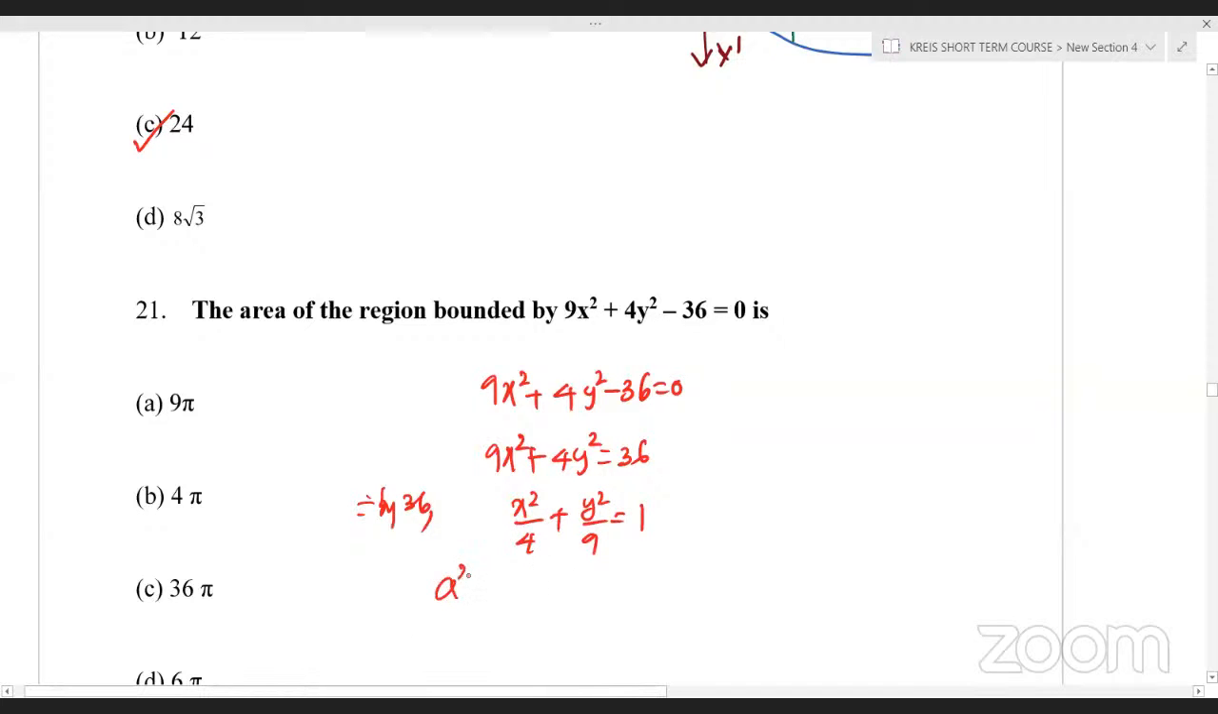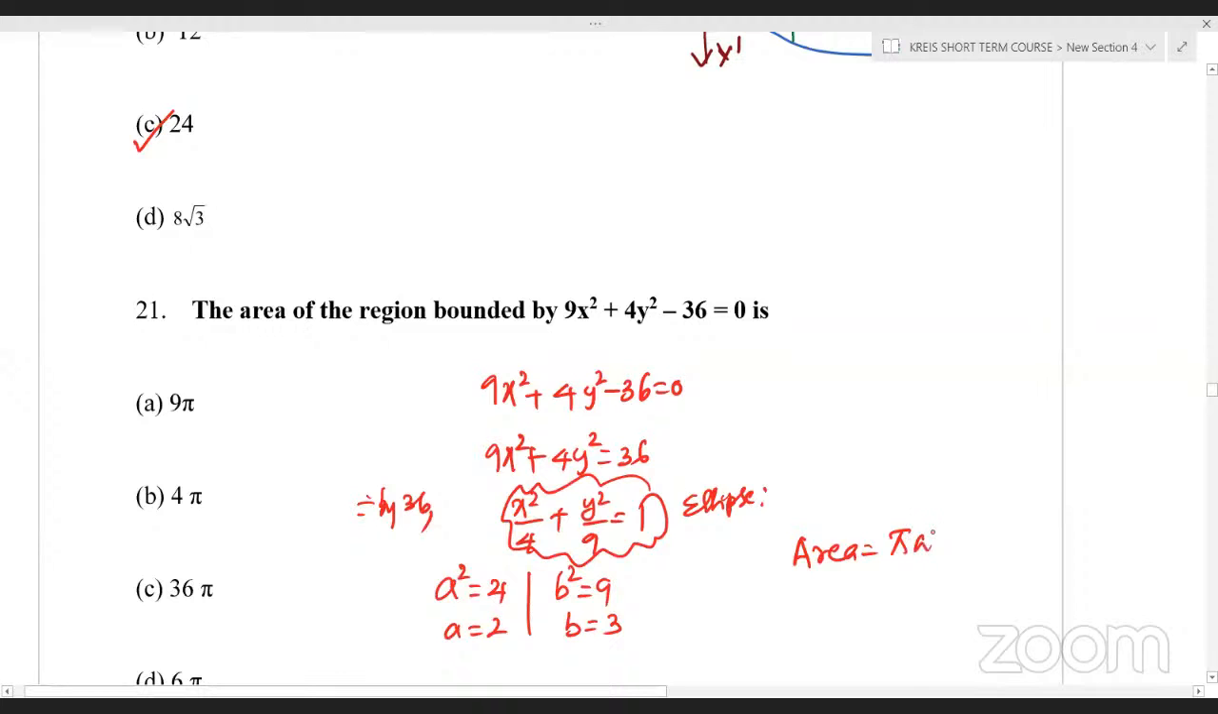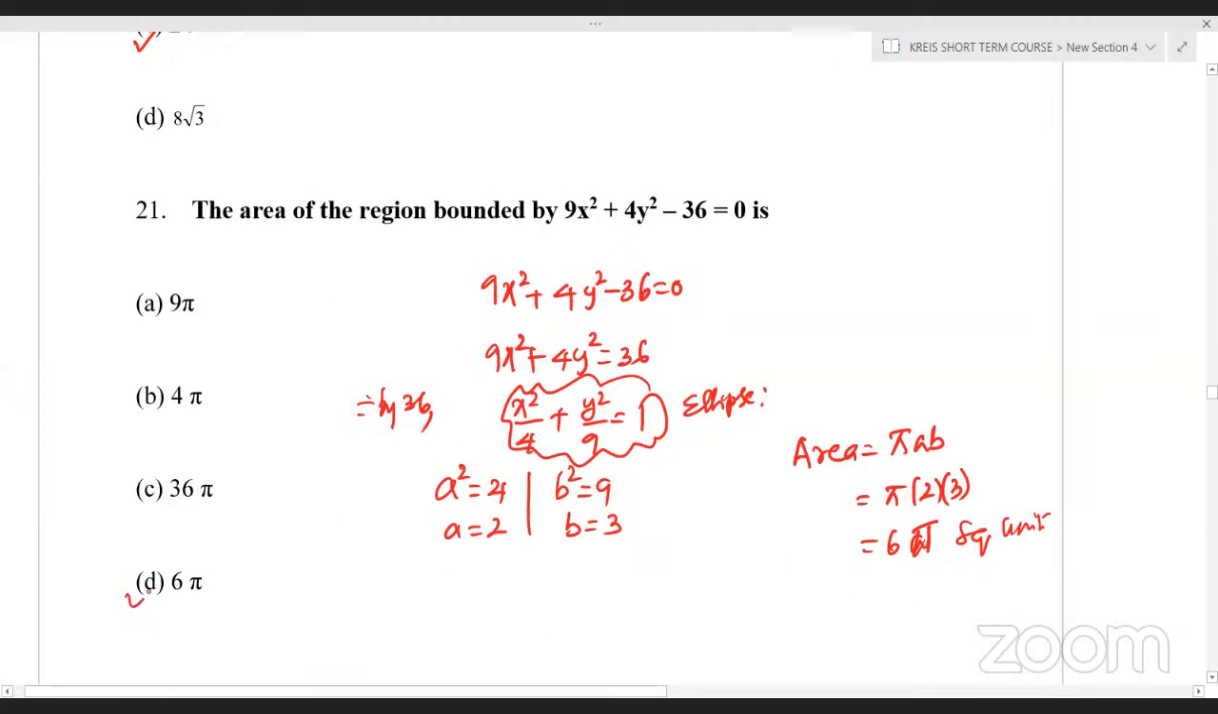So in this case, a squared is 4, a is going to be 2. B squared is 9, b is equal to 3. This is obviously giving you the ellipse. Now, area is given by the formula pi AB. It is pi into 2 into 3, which is going to give you 6 pi square units. This is going to be the required area, which is option D, the solution. Okay.